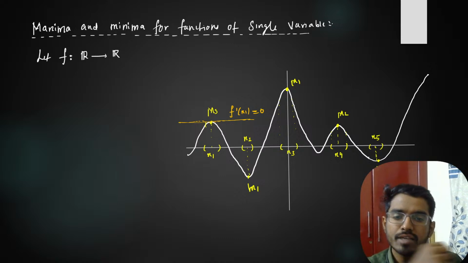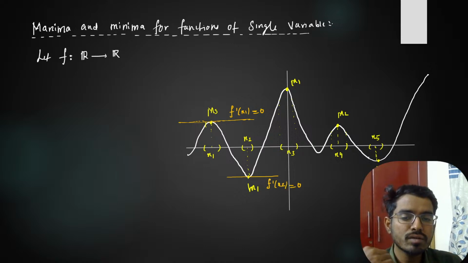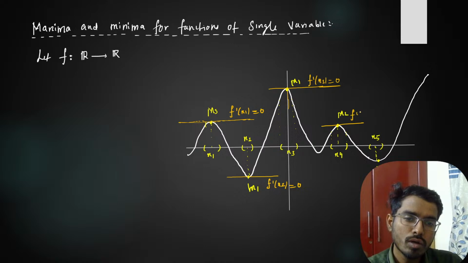And similarly, at x2 it attains a minimum value. And again, what is f dash of x2? It is 0 again because this line is also parallel to the x-axis. Tangent line is parallel to the x-axis. And again, at M1, x3 takes the M1 value. That means f dash of x3 will be equal to 0, right? And again, this is our maximum value, and f dash of x4 is equal to 0. And again, at this point f dash of x5 is equal to 0.